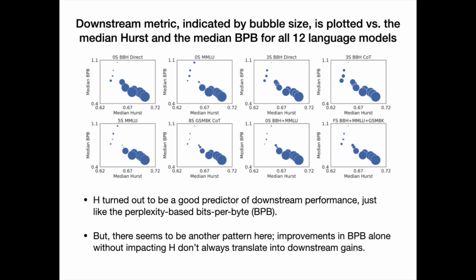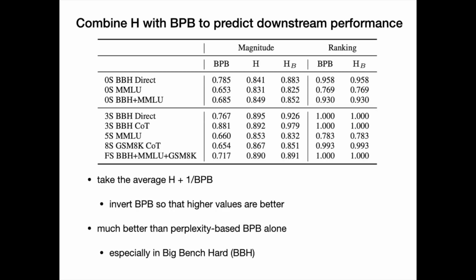Downstream metric, indicated by bubble size, is plotted versus the median Hurst and the median BPB for all 12 language models. H turned out to be a good predictor of downstream performance, just like the perplexity-based bits per byte, BPB. But, there seems to be another pattern here. Improvements in BPB alone without impacting H don't always translate into downstream gains.